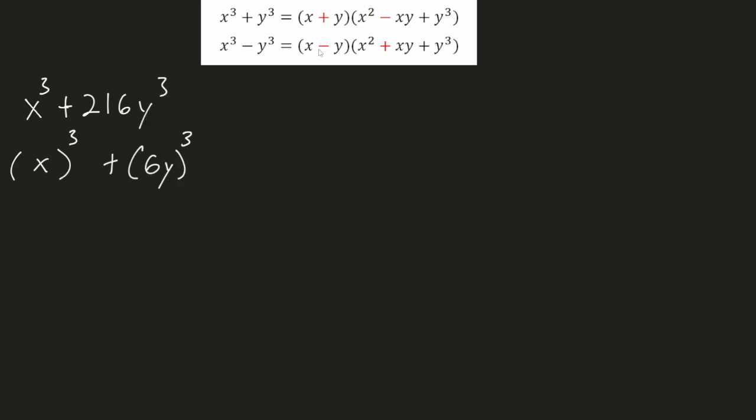With this form, we can go ahead and plug in the values, just following along with the formula. I'm going to identify them by color after I lay it out. This equals, using the sum formula, in parentheses first, x plus 6y, times, now you take the x quantity and square it, minus the x quantity times the y quantity. What's the y quantity? It's 6y.